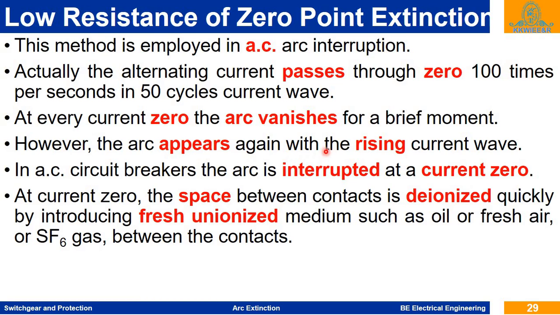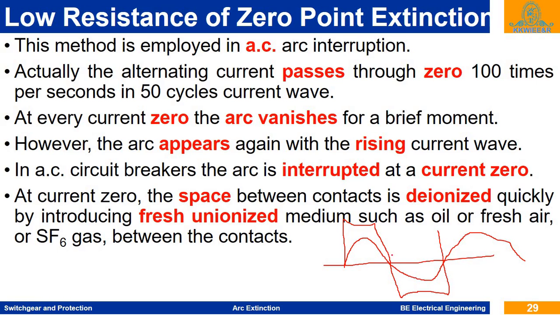However, the arc appears again with the rising current waveform. So for this, there is a current zero on the negative side and a current zero on the positive side. With this, the arc voltage is also zero. It goes to the negative side and it's zero. So at this instant, the arc vanishes, or it is interrupted at this current zero.